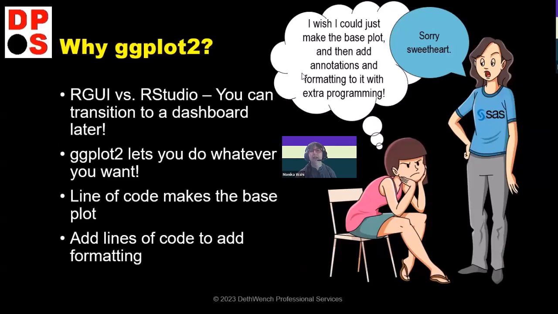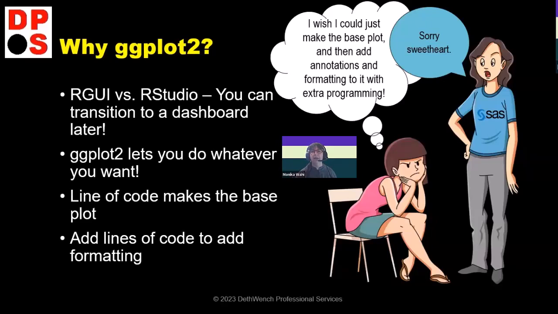So why ggplot2? So here's SAS talking to me. And I said, SAS, I wish I could just make the base plot and then add annotations and formatting to it with extra programming, just like I do in SAS data steps. But SAS says, sorry, sweetheart, you can't, right? And so ggplot2 solves that problem. Of course I love SAS, I'm not going to leave SAS, but maybe I just need to take the summary, the proc univariate stuff, out of SAS and make a little baby data set in R, which again, there's another event on this. I think I'm posting it tomorrow. That's about how to make a table like that in R, which is pretty simple.